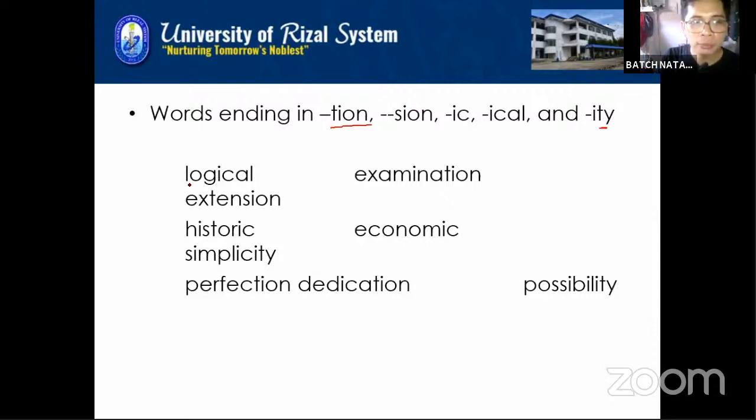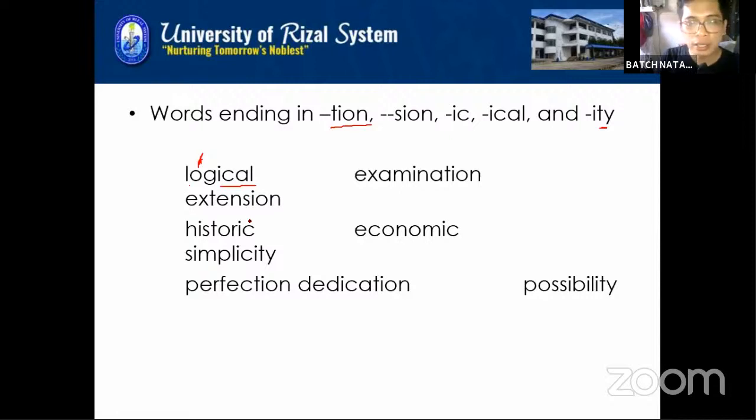Halimbawa, the word here is logical. The word is logical and it ends with the suffix ikal. The syllable preceded by ikal is log. So therefore, the stress falls on this syllable. That's why we say logical, logical. What he's doing is logical.